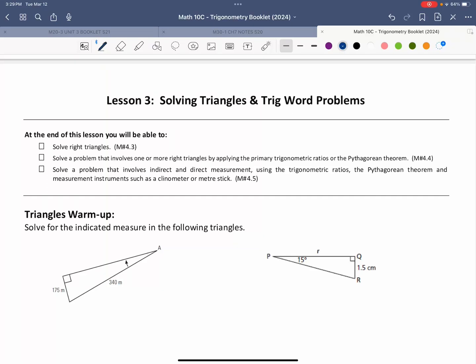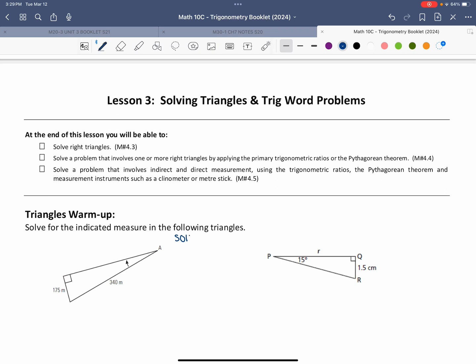Lesson 3, solving triangles and trig word problems. Let's start with a warm-up to review what we learned yesterday about the primary trig functions. So let's start by writing SOHCAHTOA here.